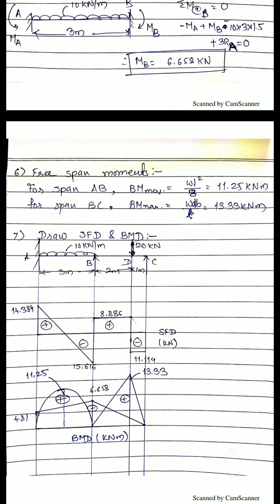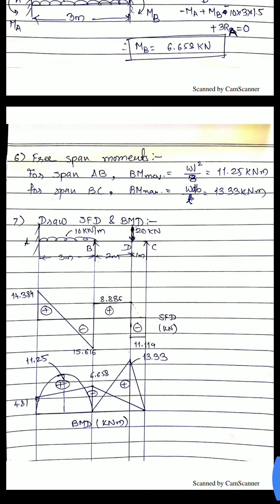So for BMD you have to find out free span moments. That means each individual span you will consider as a simply supported span. So for span AB, the maximum bending moment will be at the center, equal to WL square by 8, which comes out to be 11.25 for span AB. Now for span BC, the bending moment will be at the point D itself where the point load is acting. That value will be equal to W a b by L, which comes out to be 13.33. Okay, so this will end your free span moment.